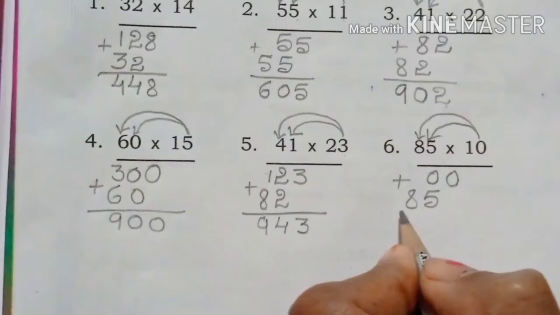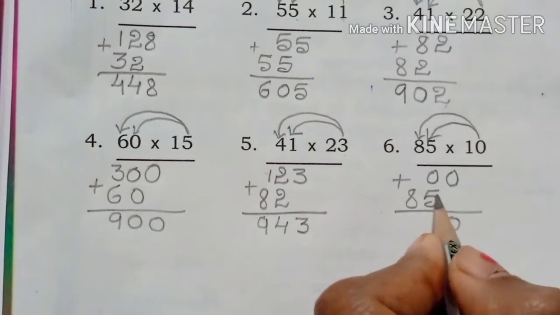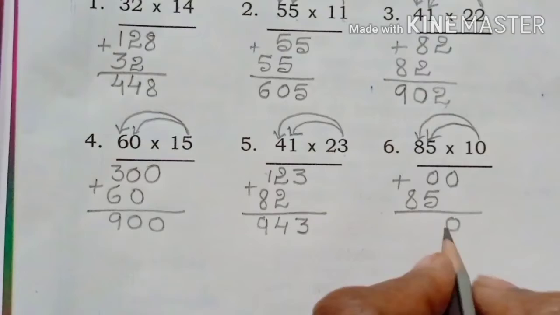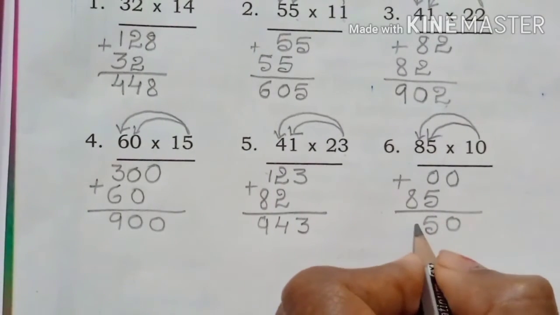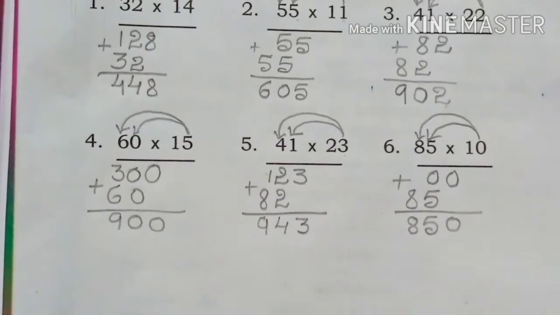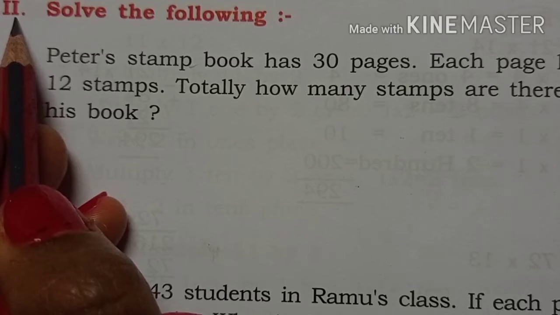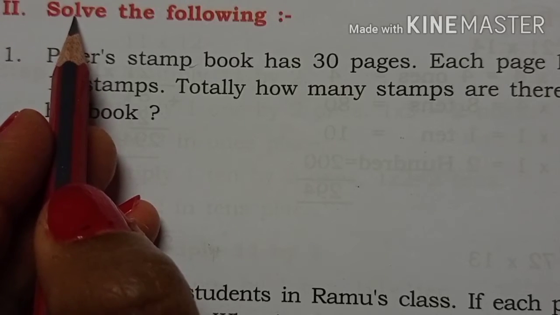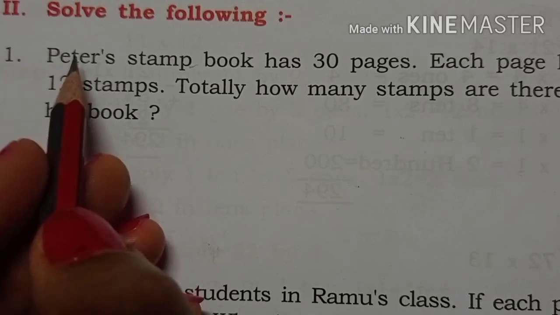Now we add it all. 0 write as it is. 0 plus 5, 5. Write 8 as it is. Now answer is 850. Let us solve the second main. Solve the following. First question.